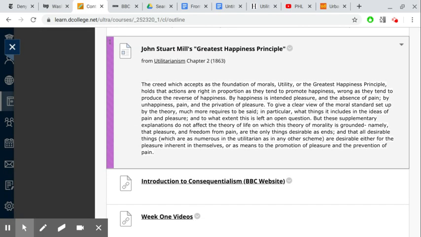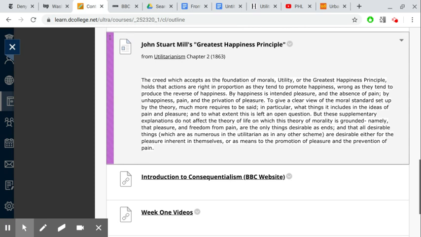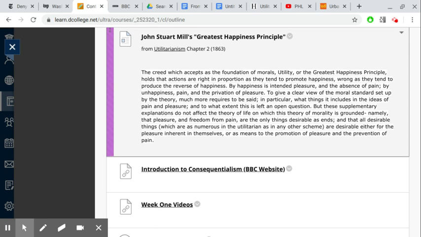I've given you a very short excerpt from Mill's Utilitarianism here, but a very key section where he says, the creed which accepts as the foundation, that is the basis, the most important thing, the essence of morals, utility, or the greatest happiness principle, holds that actions are right in proportion as they tend to promote happiness, wrong as they tend to produce the reverse of happiness.